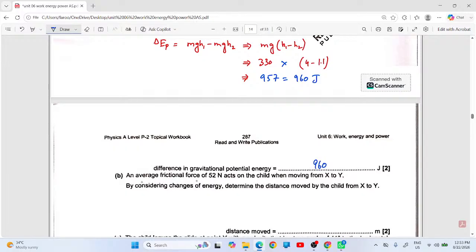An average frictional force of 50 N acts on the child when moving. Considering the changes of energy, determine the distance moved by the child from X to Y. We have to find the distance moved by the child from X to Y.